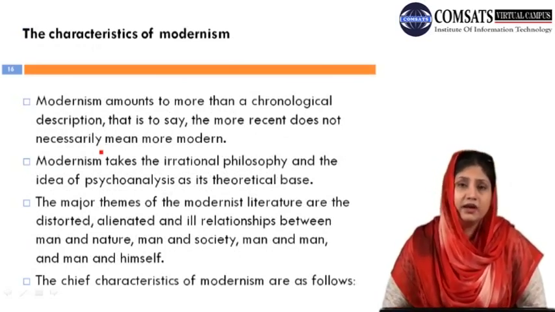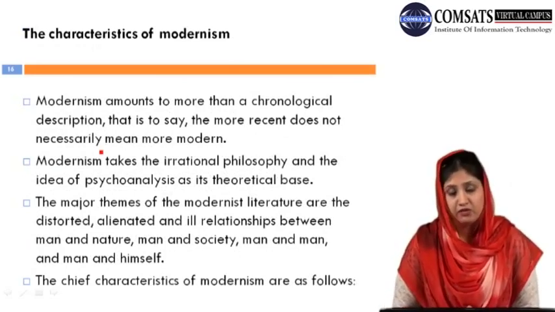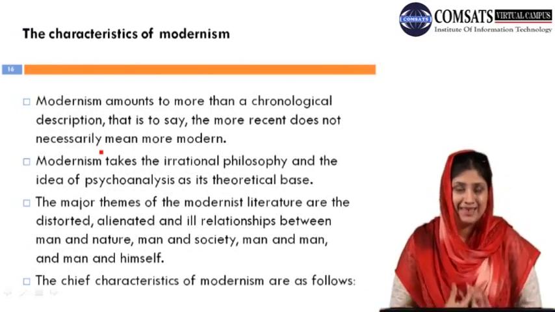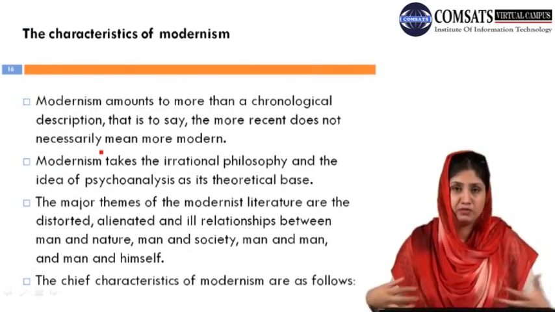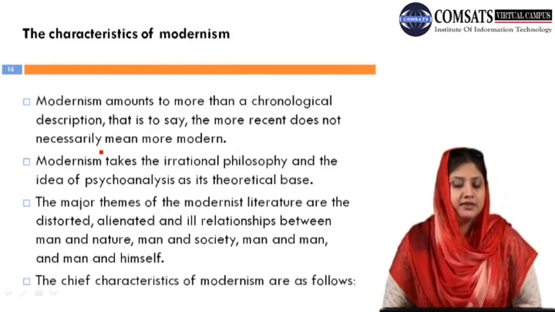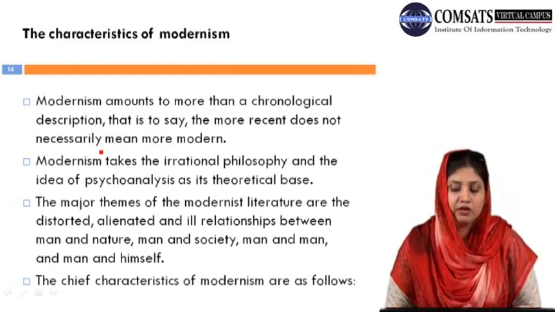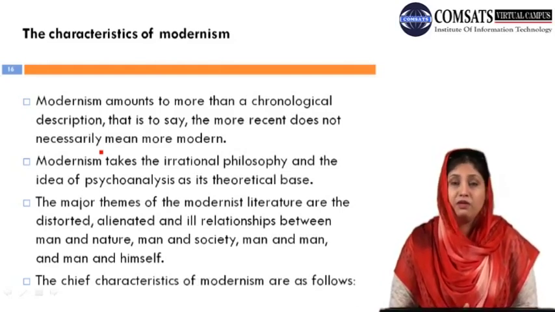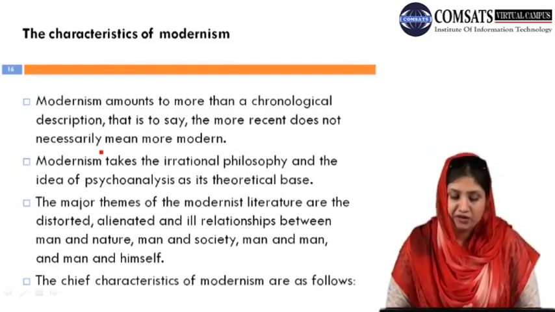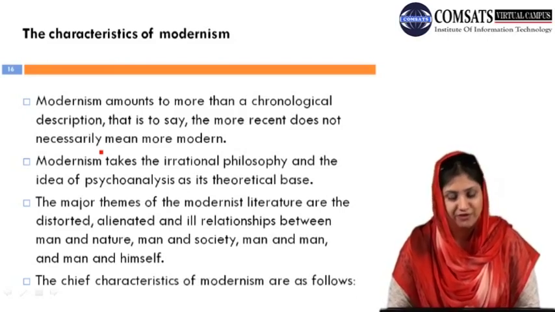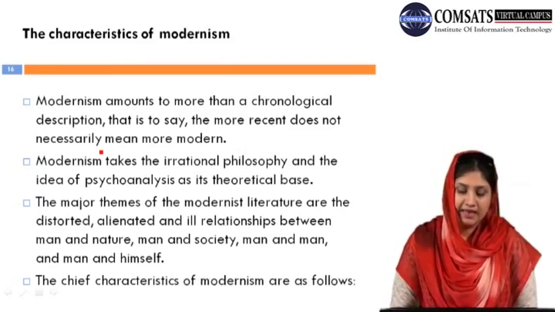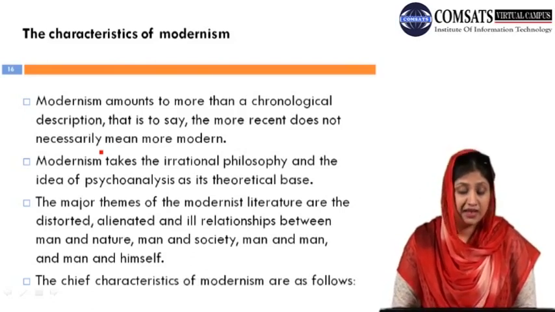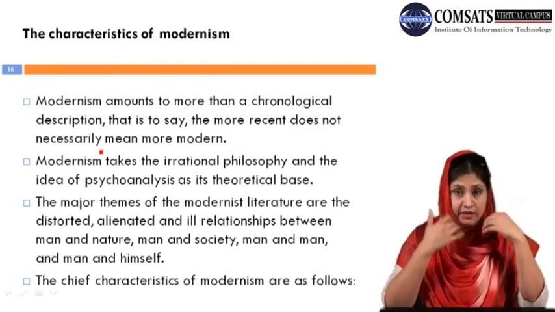So what are the characteristics of modernism that you need to know so you can understand it? Now we are taking modernism and postmodernism together. Modernism amounts to more than a chronological description, that is to say, the more recent does not necessarily mean more modern. Modernism takes irrational philosophy and the idea of psychoanalysis as its theoretical base.